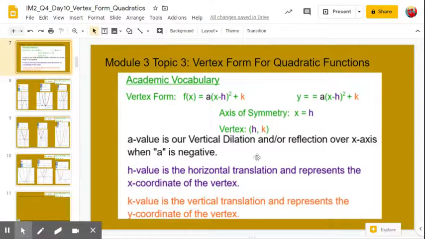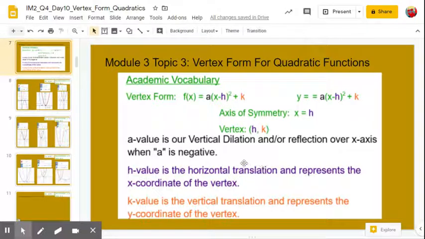The next thing the a value tells us is if the absolute value is greater than 1, then we know it's a vertical stretch, and the parabola is going to get skinnier, right? It gets stretched vertically. If the absolute value of a is between 0 and 1, then it's a vertical compression, and that means the parabola is going to become fatter than the parent graph, or wider, another way of saying it. The h value is the horizontal translation.